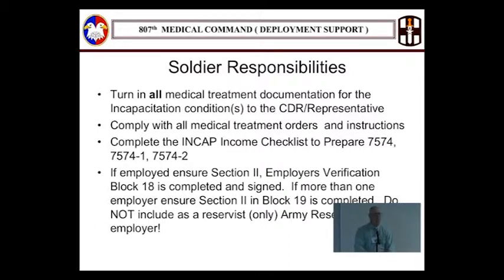The forms. There's 3 forms involved in this process. Go ahead and look at that smaller packet that was handed out. 75, 74. Have this soldier fill this out. Fill in as much as you can for them.